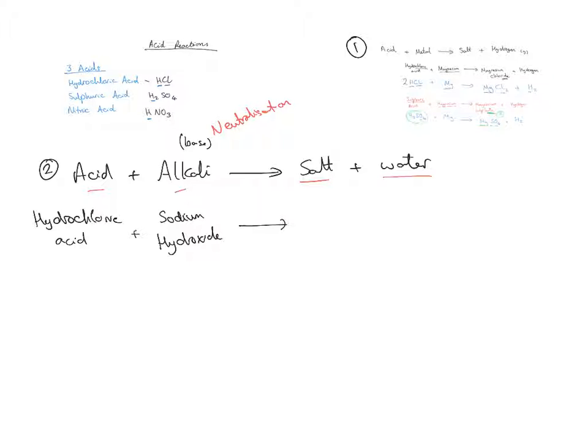The products, well, I know one product will be water, and if I'm not sure of the product, I can actually hopefully work it out using the symbols. So HCl, sodium hydroxide: sodium is Na, hydroxide OH. Water I know is H2O, so if I'm using H2O, that will leave me now with sodium chloride.